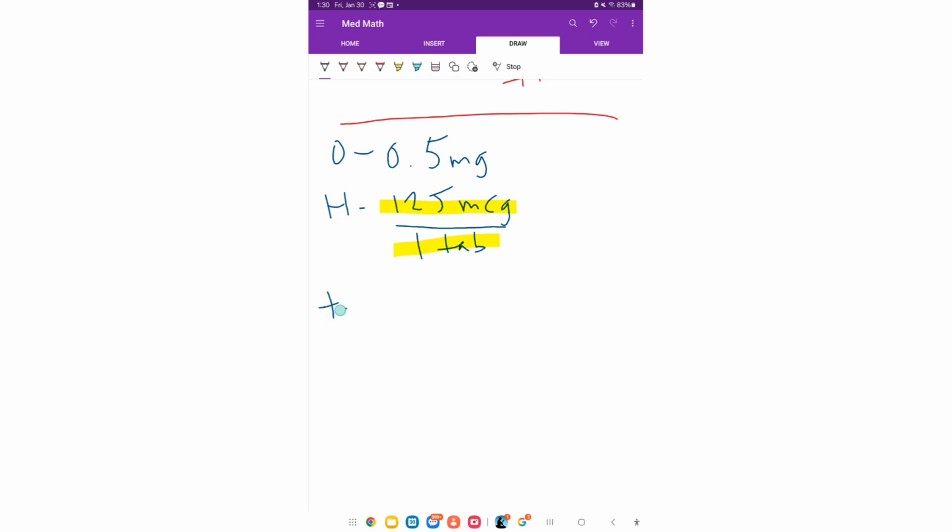So I'm going to write tablets here because I know at the end I should only have tablets. So since I know I end with tablets, I'm going to start with tablets. And I know that the ratio that's given right here gives me 1 tablet for every 125 micrograms. So 1 tablet, I'm going to circle this so I know that this is the end product that I want. 125 micrograms. Okay, now we need this to cross out.